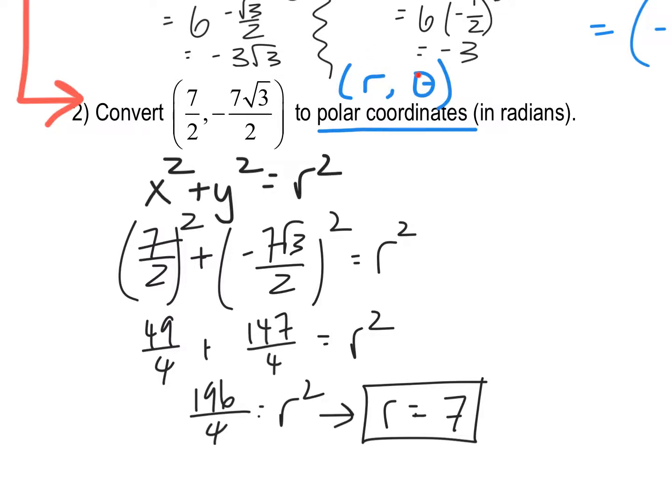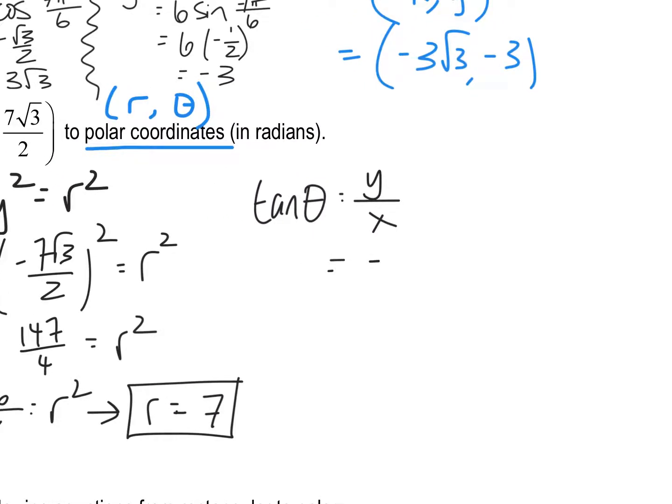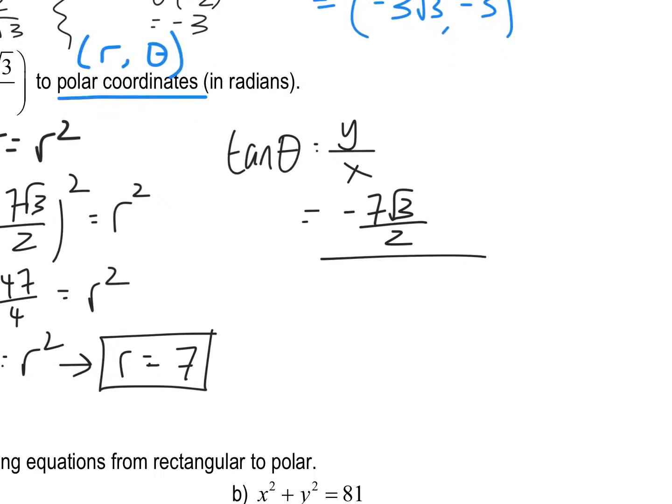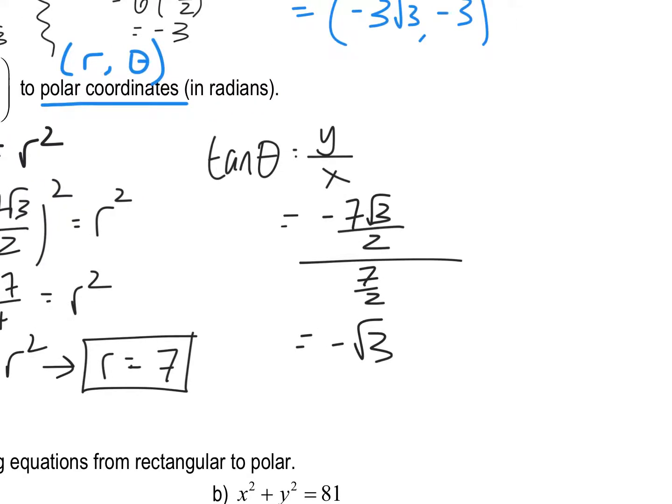Now I need to figure out what this theta is, so I'm going to use the tangent. So tangent theta equals y/x, and remember we are given a y value and an x value. Our y value is that -7 radical 3/2, and the x value we're given is 7/2. When you flip and multiply and cross cancel, the 7/2 and the 7/2 cancel, and we just get negative radical 3. And remember, that's actually what the tangent of theta is.